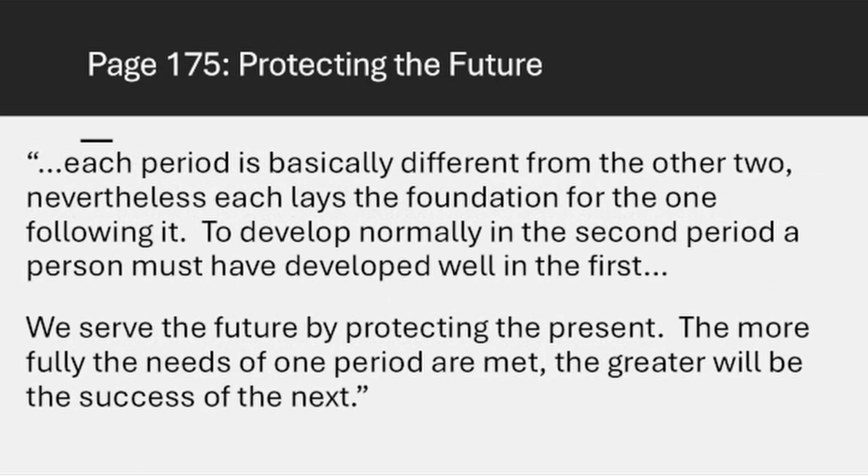On page 175, Montessori talks about protecting the future. She says each period is basically different from the other two. Nevertheless, each lays the foundation for the one following it. To develop normally in the second period, a person must have developed well in the first. We serve the future by protecting the present. The more fully the needs of one period are met, the greater will be the success of the next.